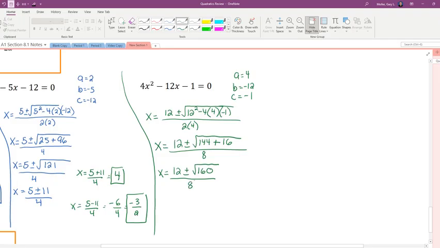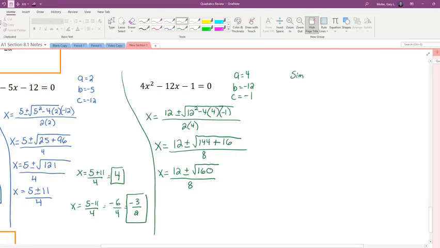over 8. All right, at this stage, we should recognize that we cannot take the square root of 160 and get a nice pretty whole number. And so we're going to have to come up with a plan B. Our plan B could be we leave it as a simplified square root, or we use our calculator and we get an approximate answer.